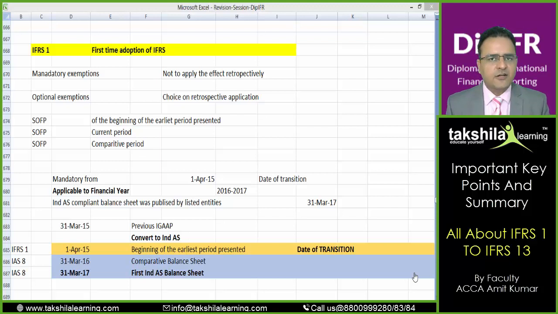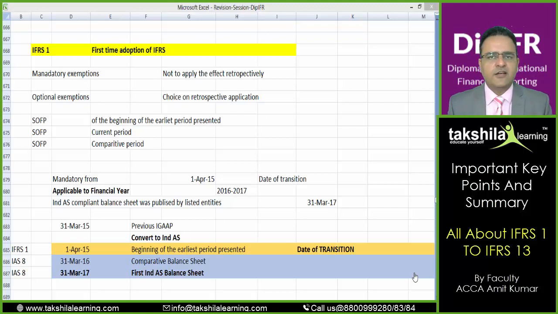And when we are presenting this third balance sheet, we are given some optional exemptions and some mandatory exemptions. If we apply these exemptions, it becomes a facility for us to easily apply the change or converge to the new GAAP, and we need to present the third balance sheet at the beginning of the earliest period presented. We have discussed this as part of IAS 8 accounting policies because there is a relationship of retrospective effect with this. This is a facility given under IFRS 1.